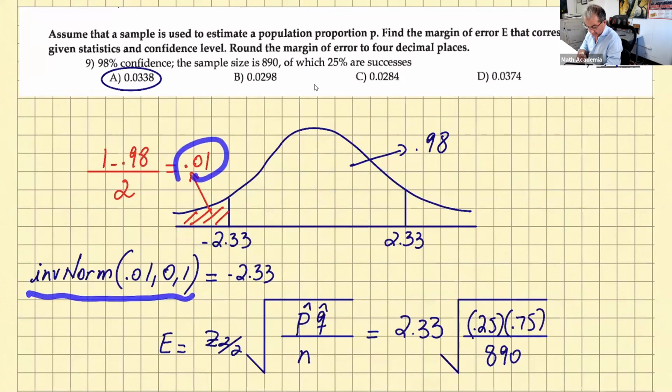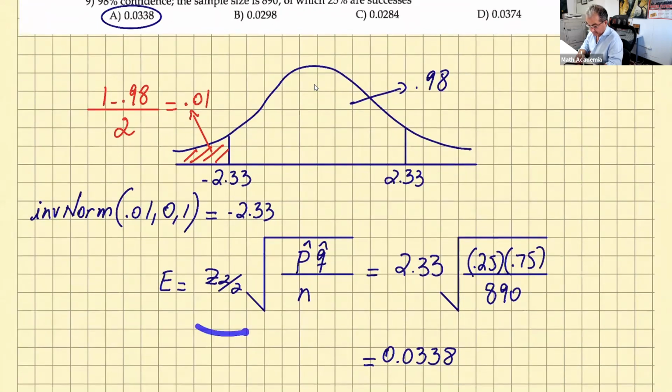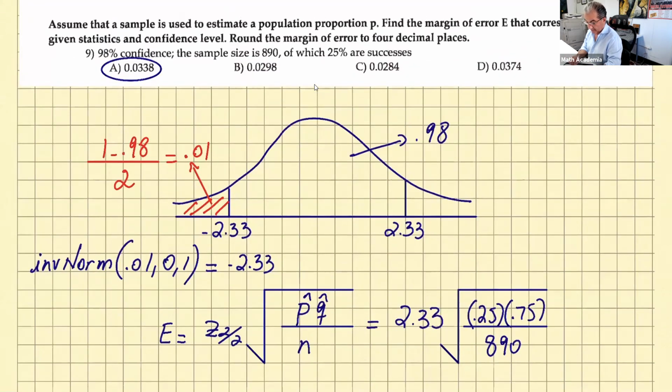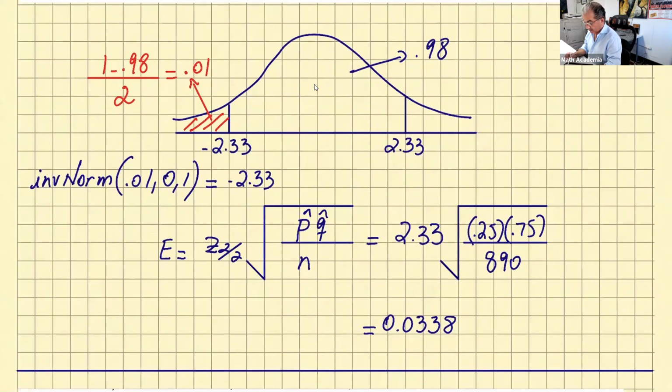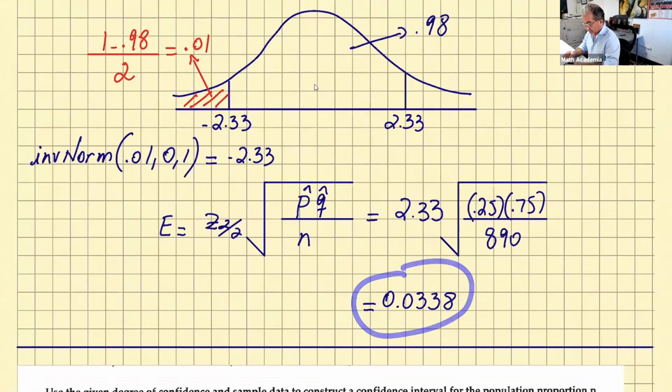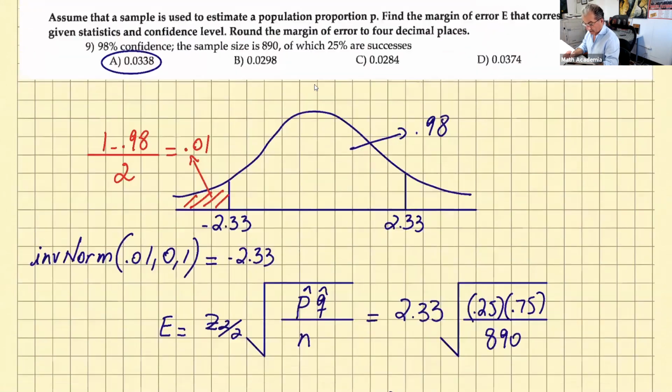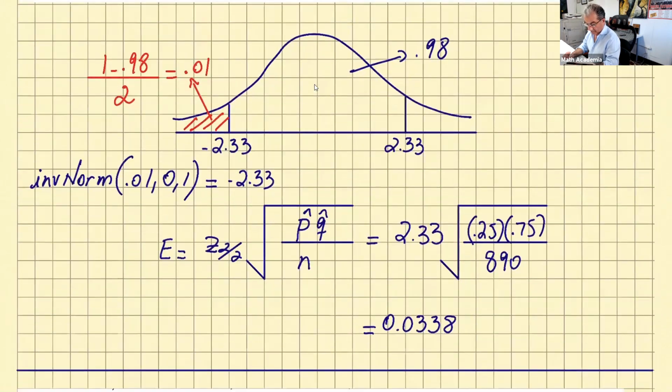Use your calculator, inverse norm 0.01, you get negative 2.33. The margin of error is given by this formula: z sub alpha over 2 times square root of p hat q hat over n. 2.33, we found that. And let's see, 25%, so p hat is 0.25 and q hat is 1 minus 0.25, we all know, so 0.75. Use your calculator, you get 0.0338, and A is the answer for this one.